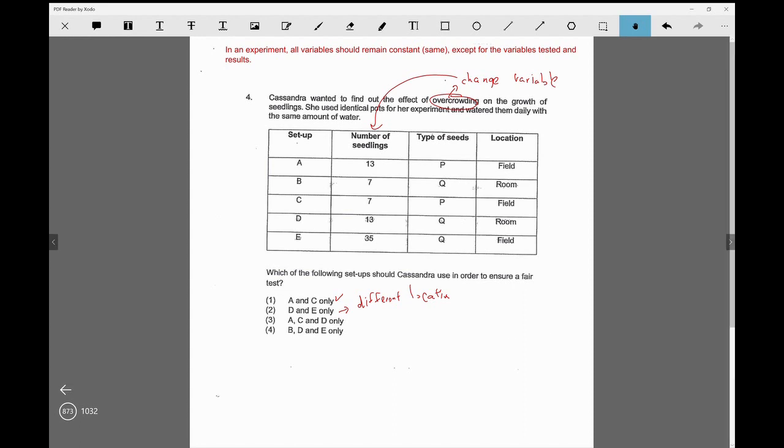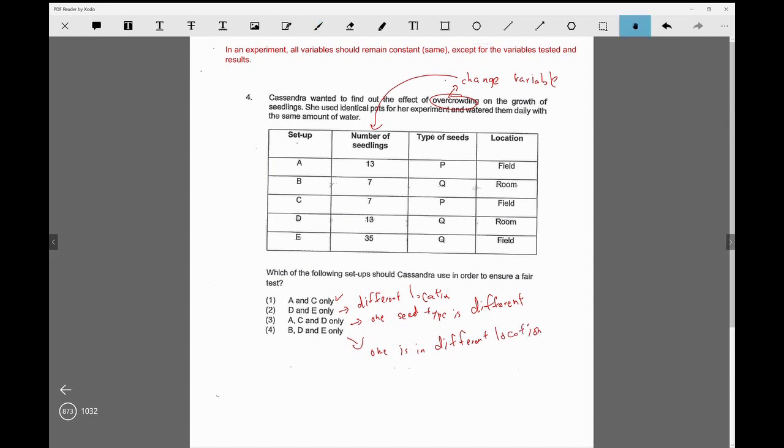A, C and D, they have different numbers of seedlings, but they are different seeds. Two of them are P, one of them is Q, so you cannot accept this. All the seed types are different. Then they say B, D, E, different numbers of seeds, so correct. All are Q. Okay, two of them are in the room, one of them is in the field, so you also cannot accept this. One is in a different location. Okay, it will not be a fair test.